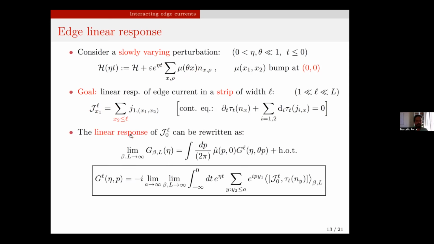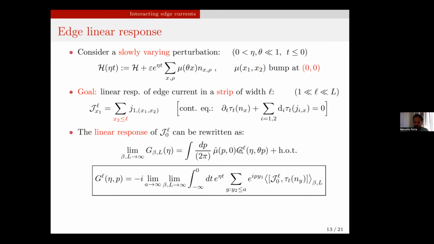Right, so it turns out that the linear response of this edge current at 0 can be rewritten in this way. This is not entirely trivial. In fact it uses information about fast decay of correlations in the bulk, which is something we actually prove later. But let me just give you the formula here. So this is, again, the linear response with respect to mu. I find it useful to take the Fourier transform in this variable x1, and this 0 is just x2 equal to 0. So it's the perturbation projected on the edge.